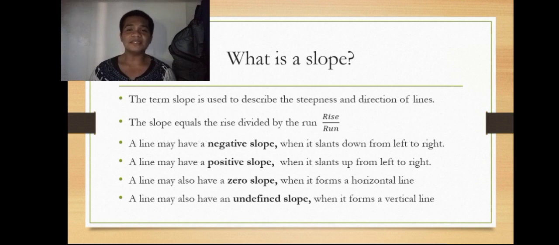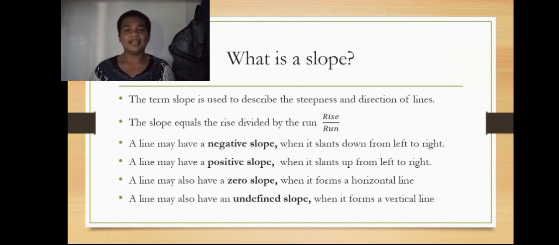When we say steepness, it refers to the degree of inclination of a line starting from one point towards another point. Suppose this is the line, the steepness refers to how inclined it is from one point to the other. It is inclined downward from this point onto this point. When we say direction, it may slant from left to right, or from right to left, or there may be no change of direction, just like this.